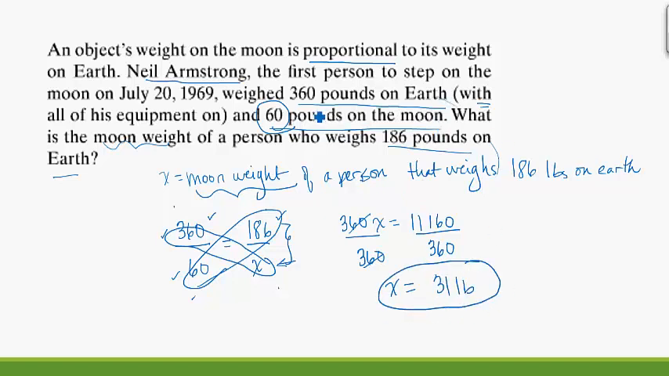And that makes sense if you look at it. 360, 60 is about 1/6 of that. 186, 31 is about 1/6 of that. So it's always good to go back and look at your problems and just make sure it makes sense. If you had ended up with this being 131 pounds, that wouldn't really make sense because it would be too close, and this relationship is not like that.